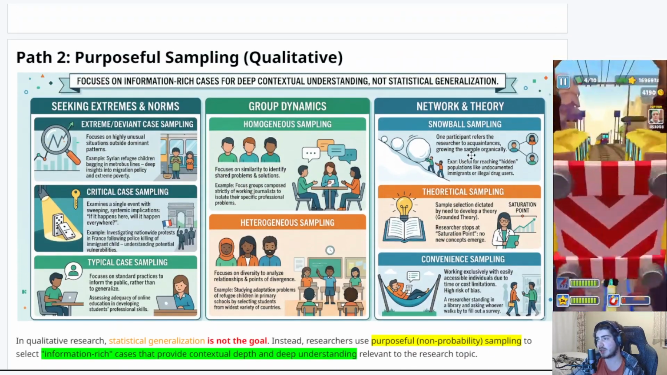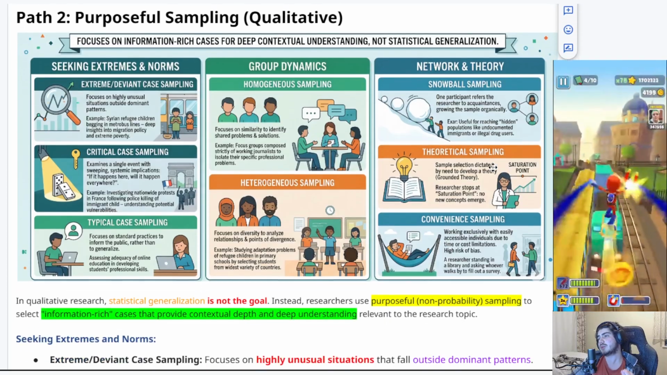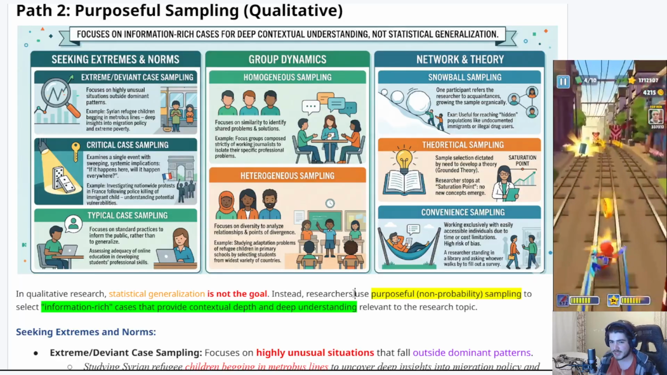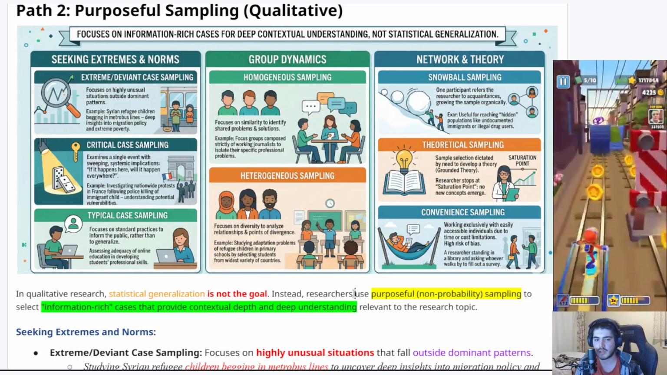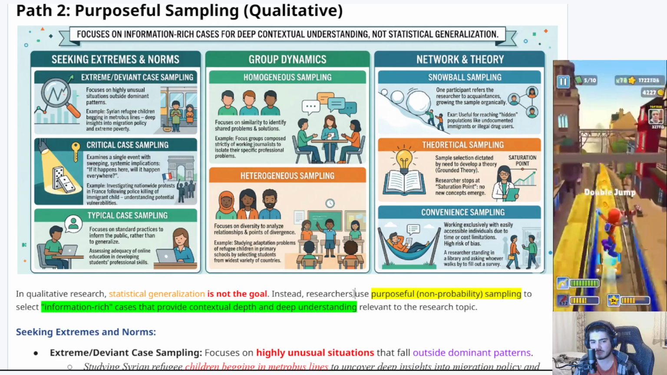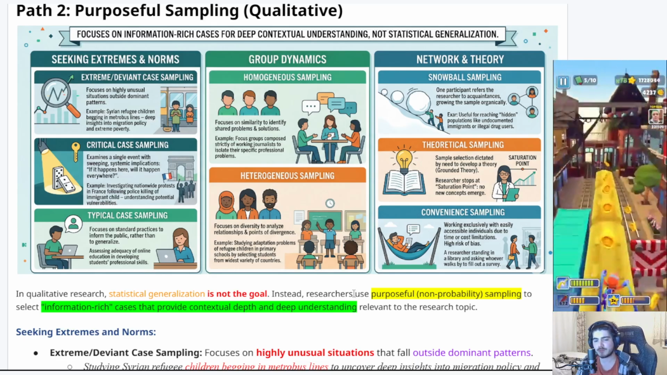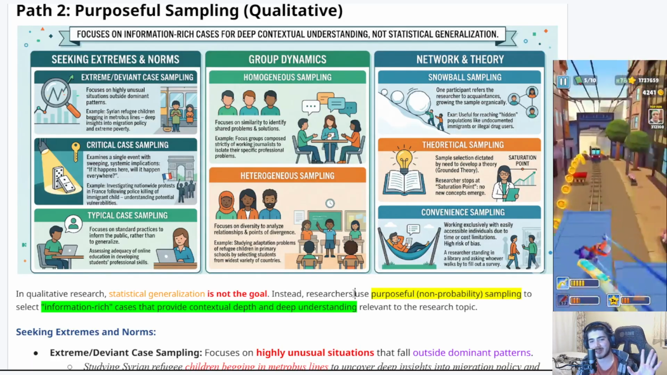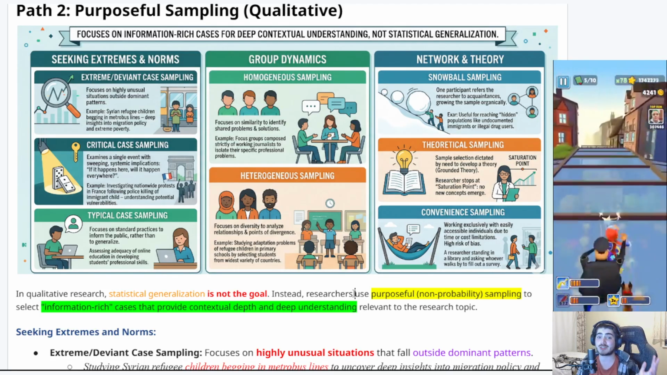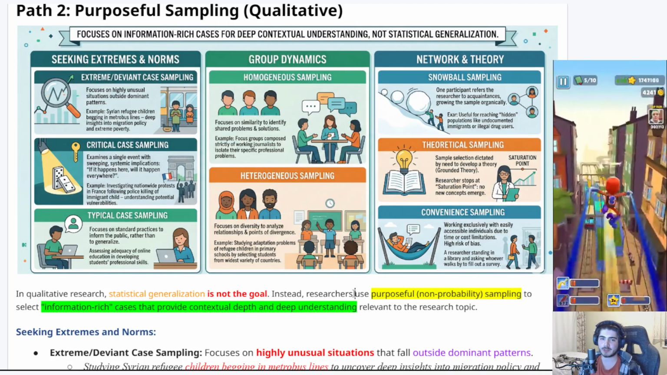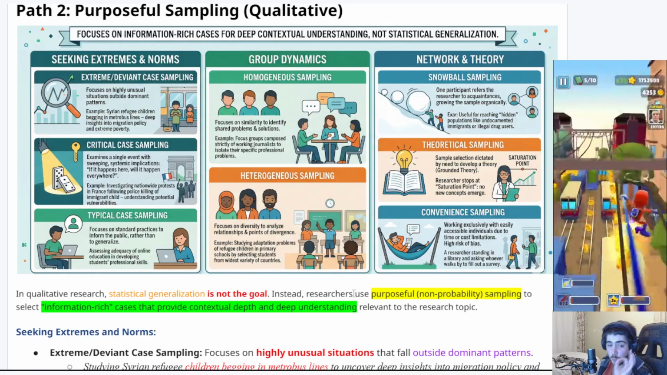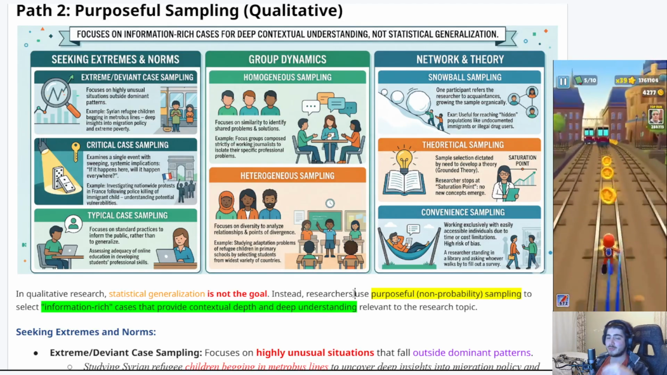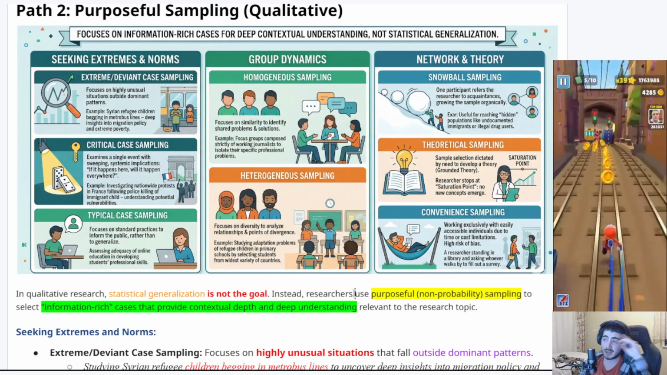When you look at network and theory, we can see snowball sampling. For example, you're trying to investigate a drug ring. You cannot really open your research up and say, look, we're doing a research on drug addicts. Would you like to come join it? Nobody's going to come because it's illegal. So, what you do is you find one person, and that one person refers you to their friends.